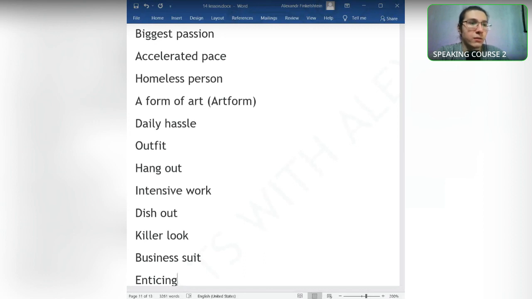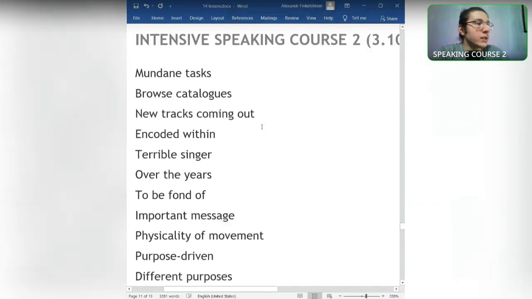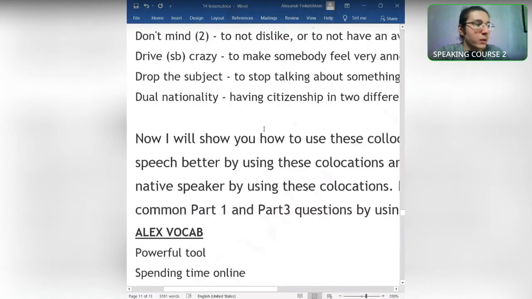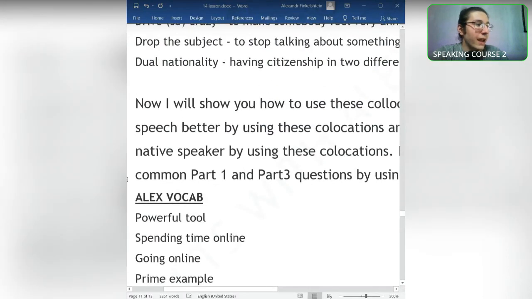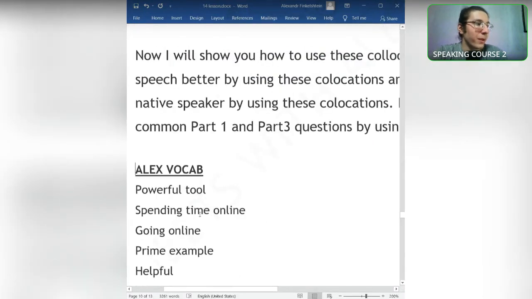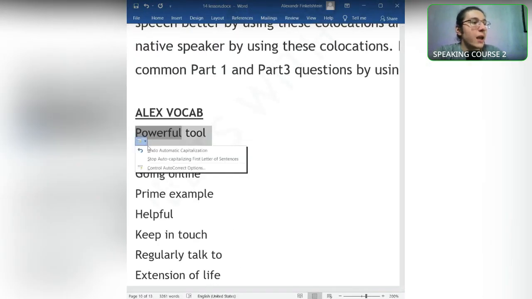Great job. Is that it, Lochenbeck? Yes. Good. So let me go through the words and let me explain what each of them means. Lochenbeck, please mute yourself. Yeah. Alex vocab. Vocab from Alex. Let's get into it. Let's do this.